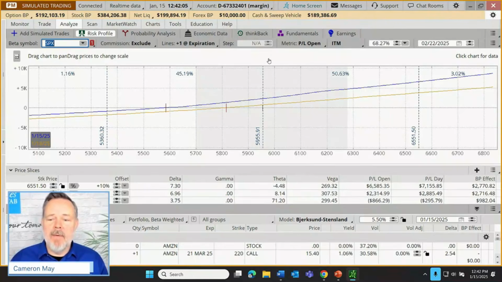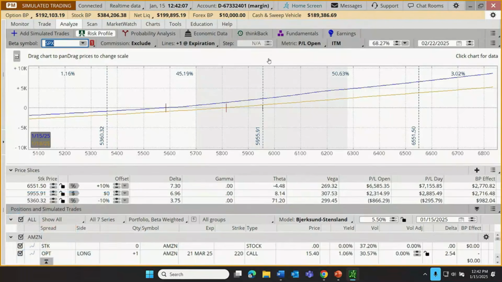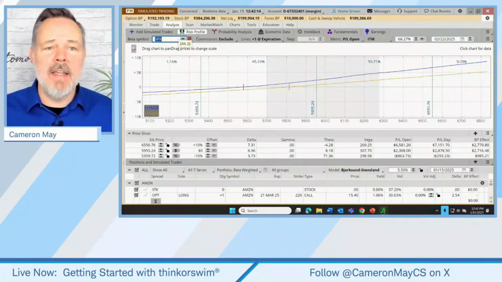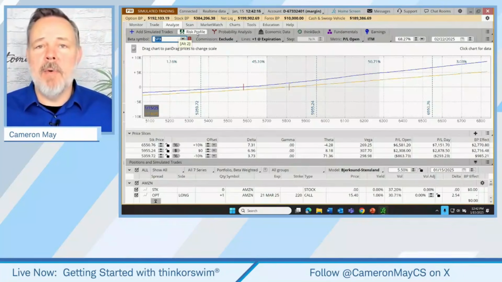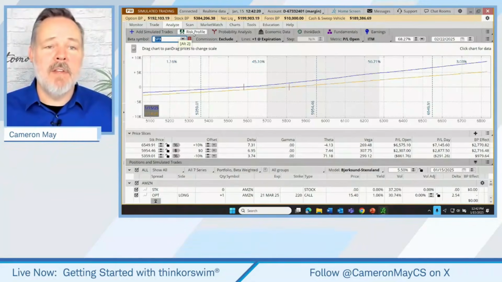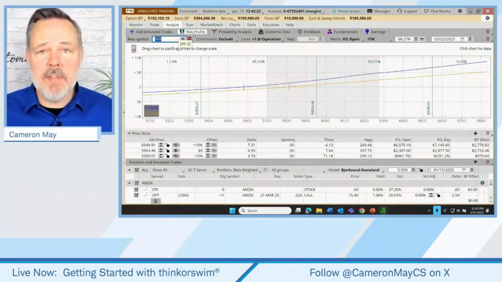But everybody, that's it. We've done what we wanted to do today. I've introduced you to the Analyze tab. We've added a simulated trade. We've broken that thing into all of its component parts for profit or loss scenarios on the risk profile tool. As you can see, it's a powerful tool. Of course, there's a learning curve to it.